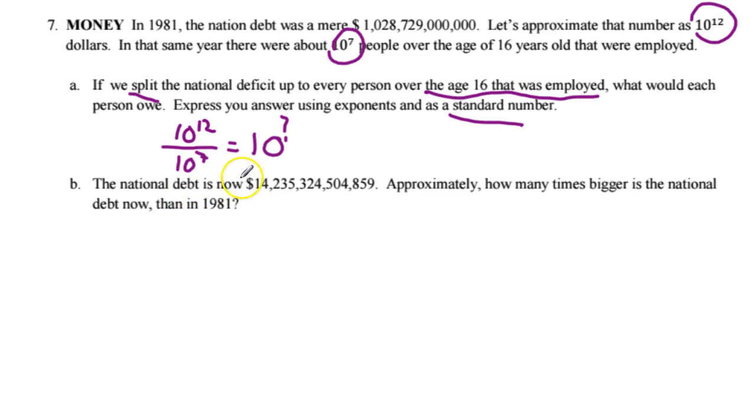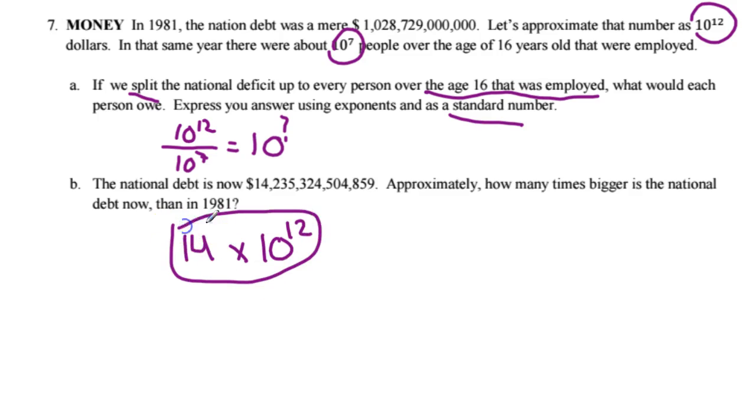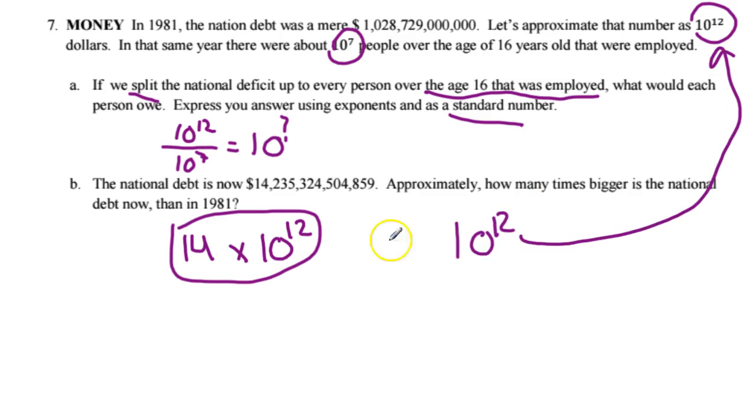All right. Now the national debt, we could approximate this as 14 trillion. Approximately how many times bigger is the national debt now than 1981? So this is really 14 times, well, we got 3, 6, 9, 12 times 10 to the 12th. So this is how big it is now, and it used to be just 10 to the 12th power, if I get that from up there. How many times bigger? Well, I'm going to give you the answer for this one. 14 times bigger. There you go.